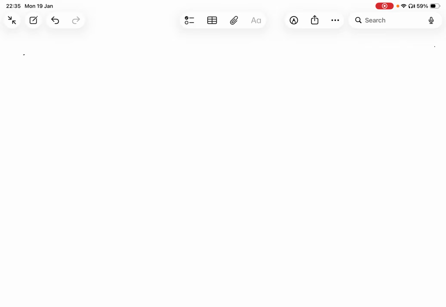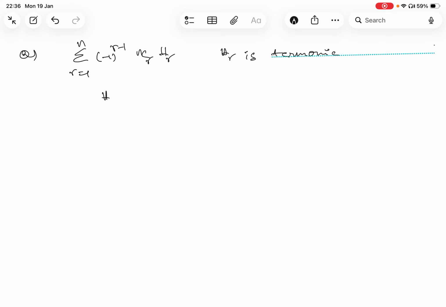Hello, let's solve a problem. A summation. Find the summation r equal to 1 to n of (minus 1) whole power r minus 1 nCr into Hr. Here this Hr is harmonic. Harmonic in a sense that Hr is 1 plus 1 by 2 plus 1 by 3 plus and so on plus 1 by r.